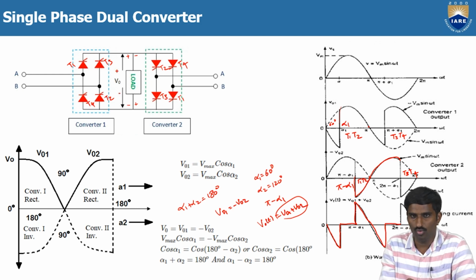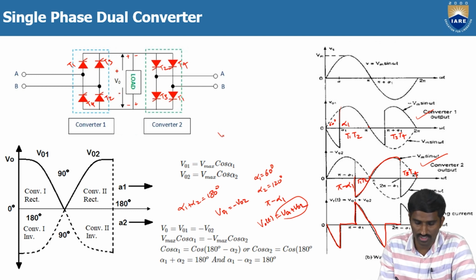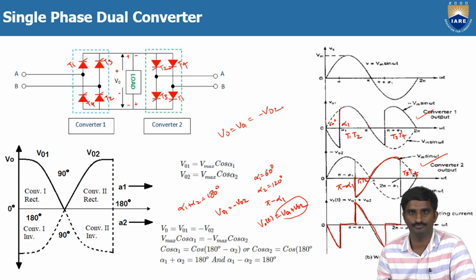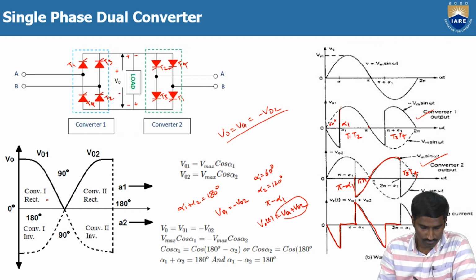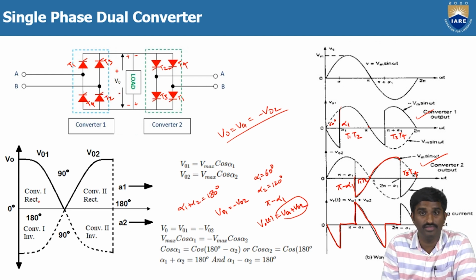But anyway, in the circulating or non-circulating current mode, the converter 1 output voltage waveform is like this and the converter 2 output voltage waveform is like this, because in both cases you will get different voltages, right? And when coming to the output voltage, V0 is equal to V01, that is equal to minus V02. This is the output voltage of the dual converter, right? And here, as you can see, converter 1 is in the rectification mode.